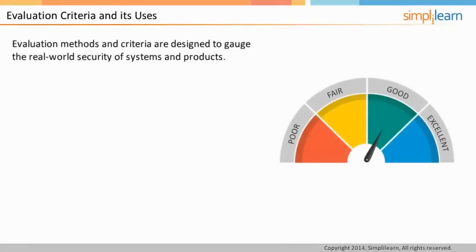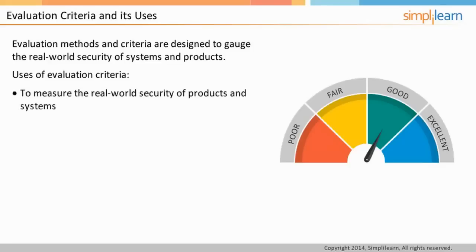In this screen, we will talk about evaluation criteria and its uses. Evaluation methods and criteria are designed to gauge the real-world security of systems and products. The following are the uses of evaluation criteria. Evaluation methods and criteria are designed to measure the real-world security of products and systems.